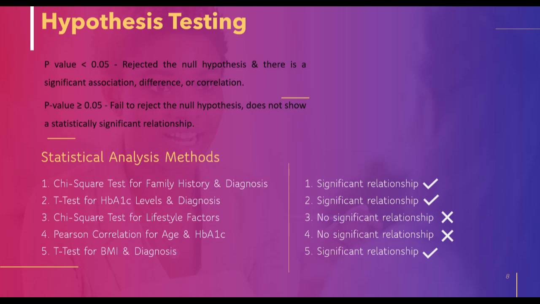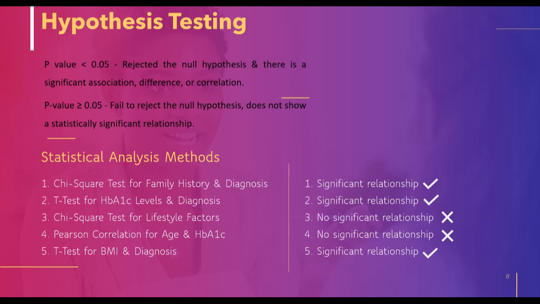To investigate the relationship between different factors and diabetes, we applied several statistical tests, including the chi-square test, t-test, and Pearson correlation. First, a chi-square test for family history and diagnosis showed a significant relationship. Second, the t-test for HbA1c levels and diagnosis also indicated a significant relationship. Third, the chi-square test for lifestyle factors and diagnosis showed no significant relationship, suggesting lifestyle factors alone may not directly impact diabetes in this dataset.